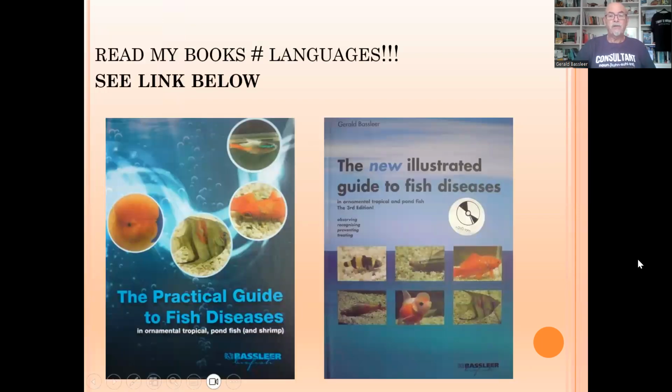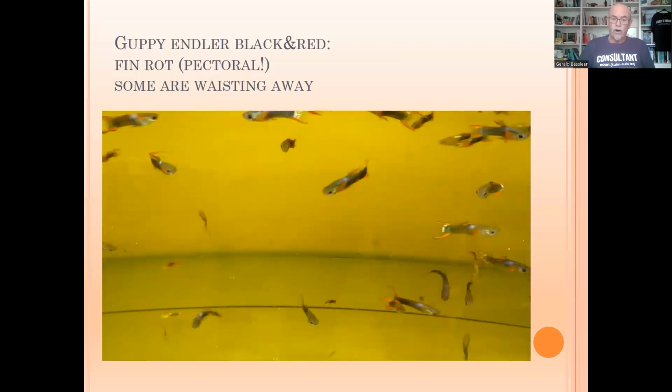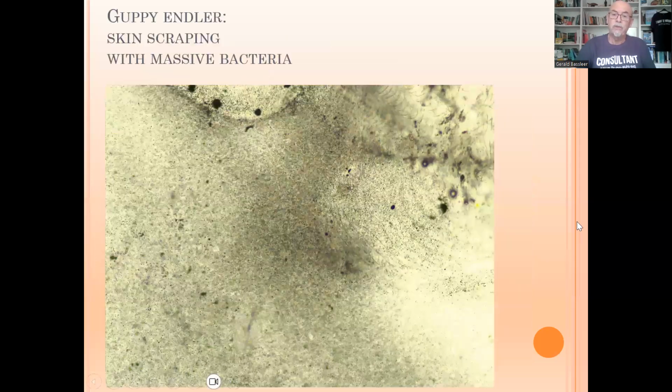You find more details. I try to tell you through my books to prevent and to control fish diseases with suggestions for many medications. And here we see the guppy endler, black-red variety. They had pectoral fin rot, and some are wasting away. See, some looking rather healthy. You can see the attack, but one or two are dying in the week. And of course, the other fish also might have the infection going on, but not so badly damaged yet. But in the next coming days there will be.